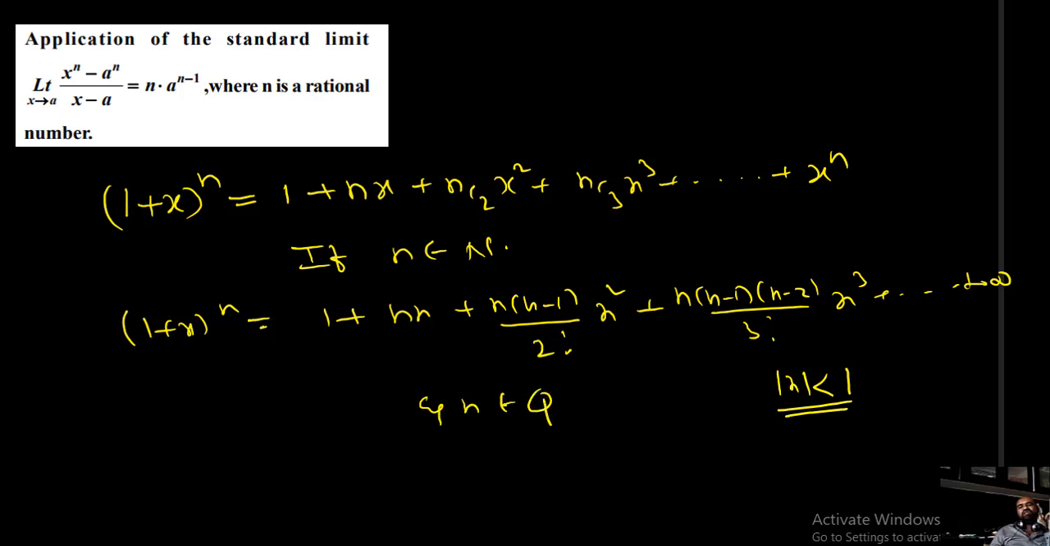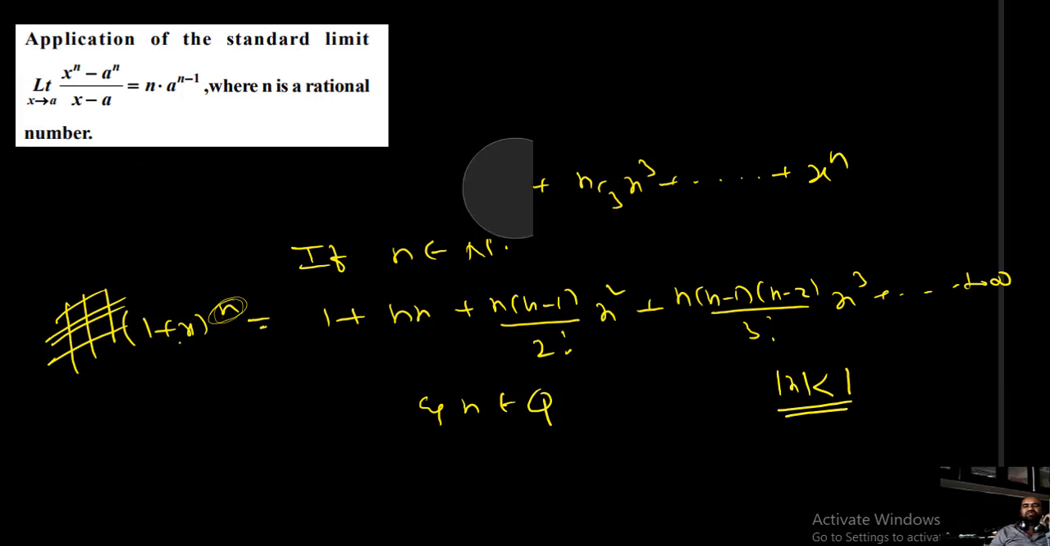So this is the binomial expansion. So for (1 plus x) whole power n, where n is a rational number, this can be rewritten as 1 plus nx plus n into (n minus 1) by 2 factorial x square plus n into (n minus 1) into (n minus 2) by 3 factorial x cube plus so on. So this is one of the important results for us, students. To prove this, we need to use this expansion. Okay.